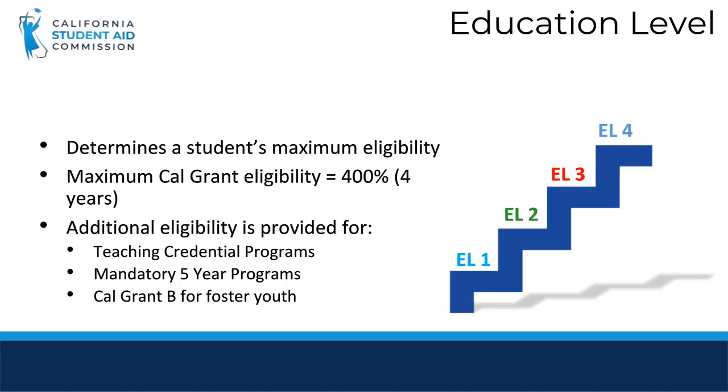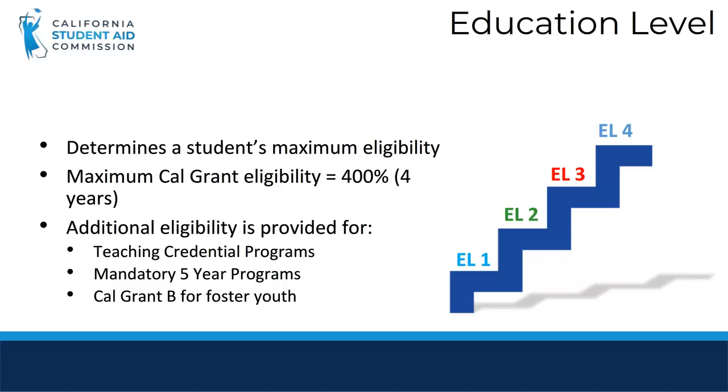Education level determines a student's maximum eligibility on their newly awarded Cal Grant. Maximum Cal Grant eligibility is 400% or 4 full-time years. Additional eligibility is provided for teaching credential programs, mandatory 5-year programs, and Cal Grant B for foster youth students.